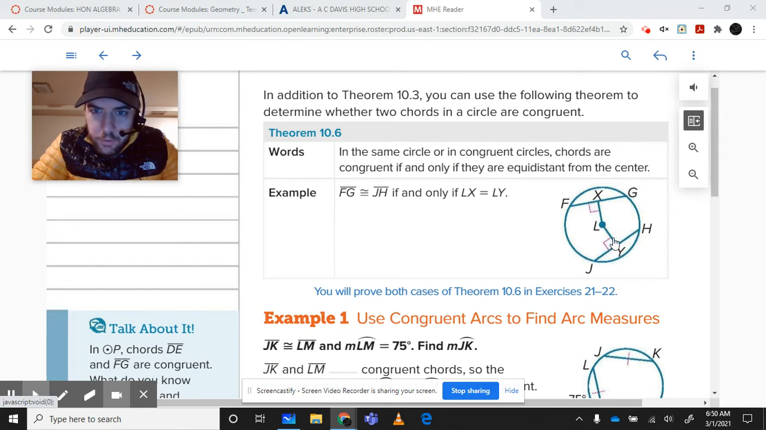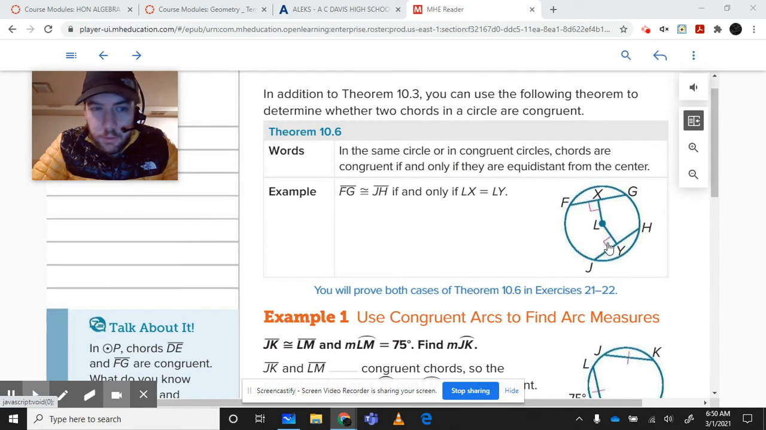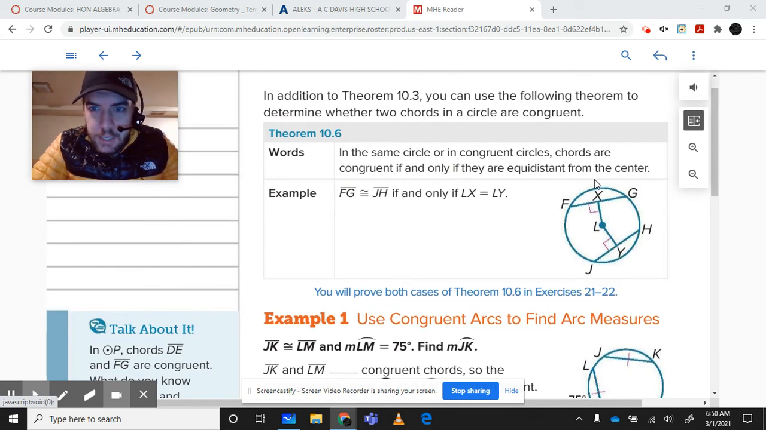Well, it does matter that they're perpendicular here, but I believe it does. I'll leave that to later to piece together. But anyways, if they're the same distance, the chord should be the same length. That's what this final theorem is saying. So FG is congruent to JH. FG, this chord, is congruent to JH only if LX is the same distance as LY. Okay, distance away from the center.